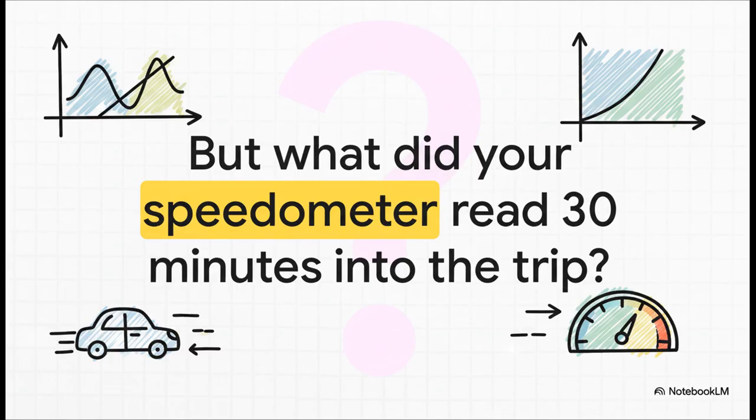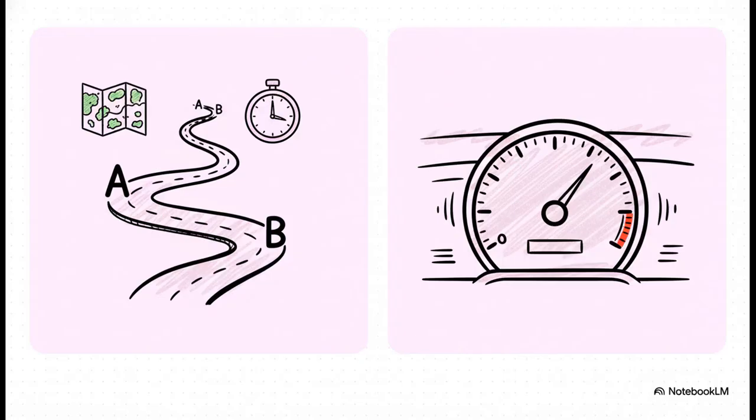I mean, it doesn't tell you about the 20 minutes you were stuck in traffic, just crawling along at 10 miles an hour, or that one moment you hit an open stretch of highway and pushed it to 70. To see that level of detail, to know our speed at one specific moment, we need a much sharper tool. So right here, this is the key difference. Average speed, that's the summary of the whole trip. Instantaneous speed, though, that's what your speedometer is showing you right now.